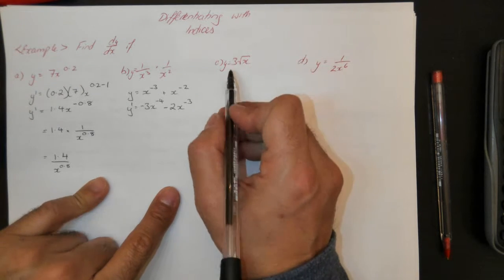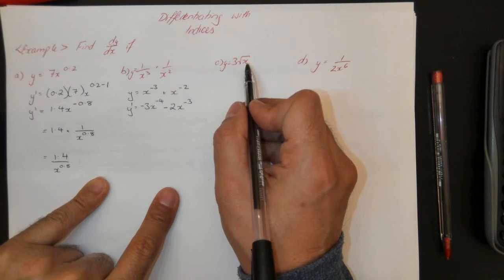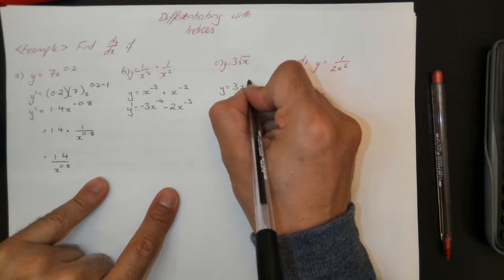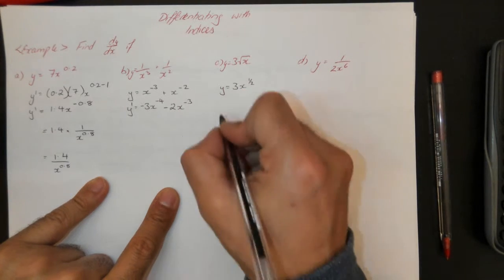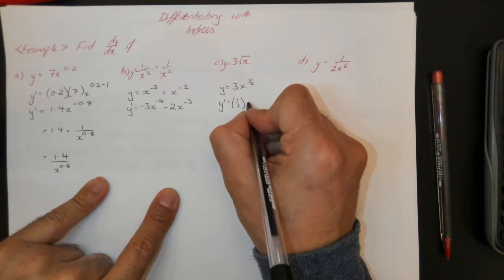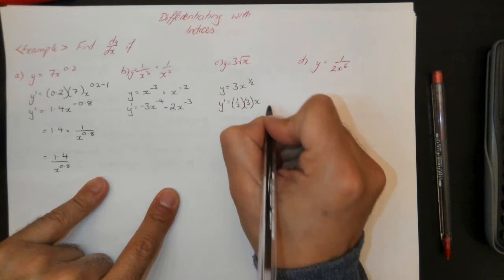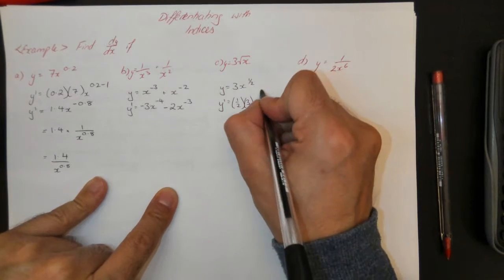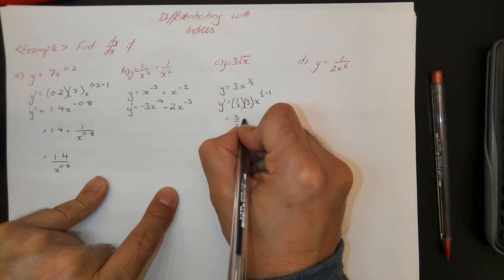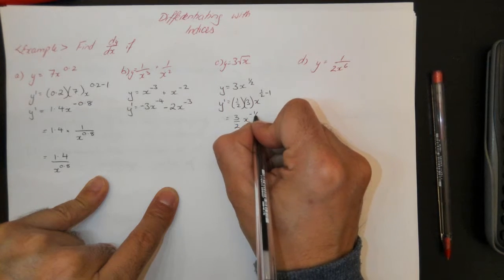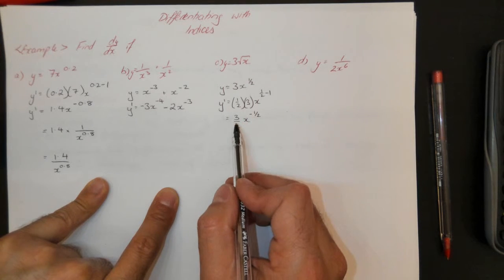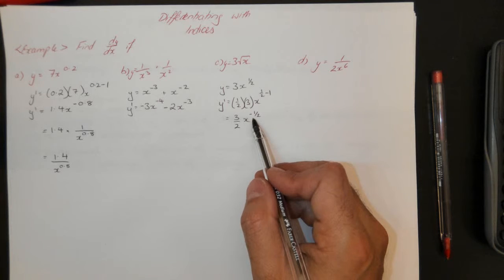What happens if we get y equals 3 multiplied by the square root of x? Well, we can write the square root of x as x to the power of a half. If we differentiate that, we bring the power down, multiply it by the constant, or the coefficient of x, and then reduce the power by 1. So that becomes 3 over 2. A half take away 1 is minus a half. And so the derivative of this function is 3 over 2 x to the power of negative a half.